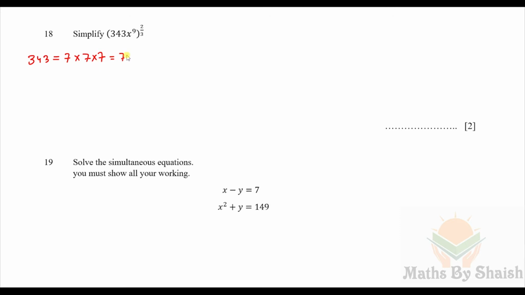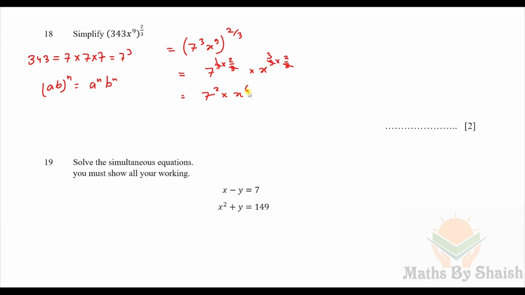So this becomes 7 cube x to the power 9, whole to the power 2 by 3, and we'll use the property: if we have a product and the whole power is n, then we separate the power. So it becomes 7 cube to the power 2 by 3 multiplied by x to the power 9 into 2 by 3. So 3 3s are 9, 3 1s are 3... we got it as 7 square into x, 3 2s are 6. So the answer is 7 square, 49, x to the power 6.